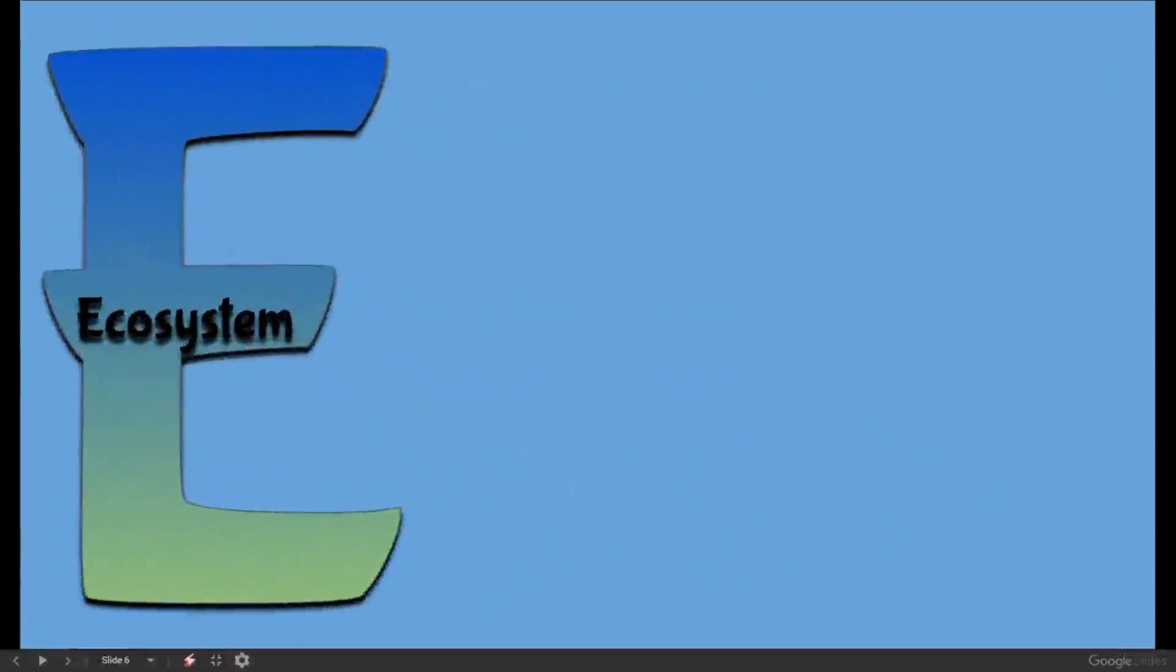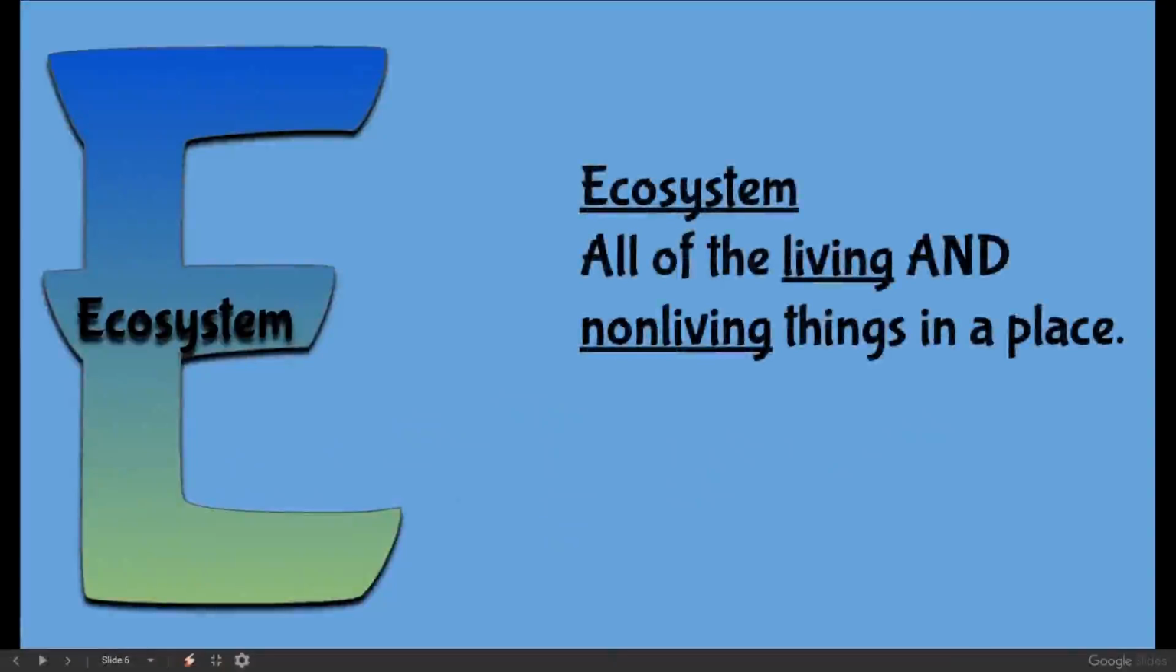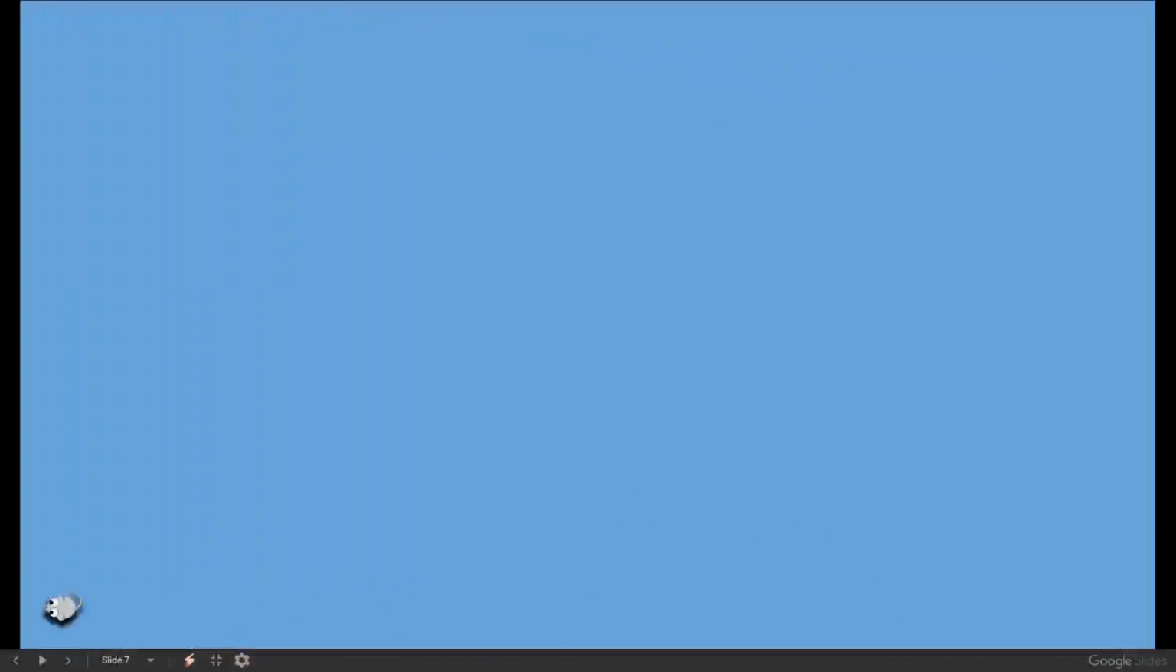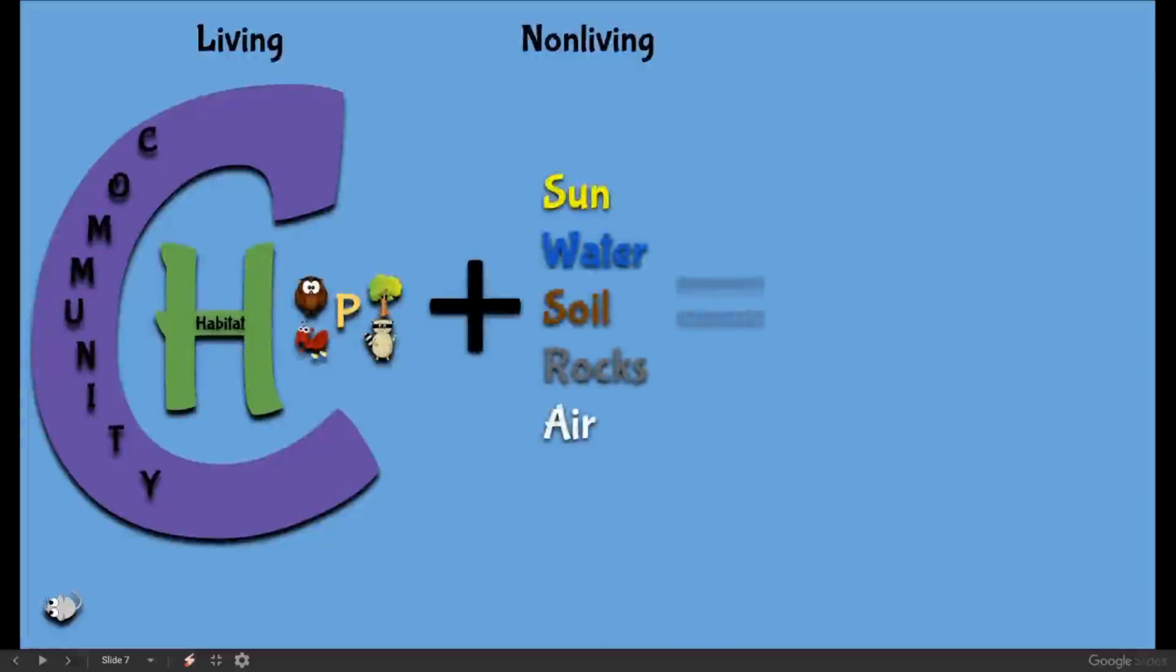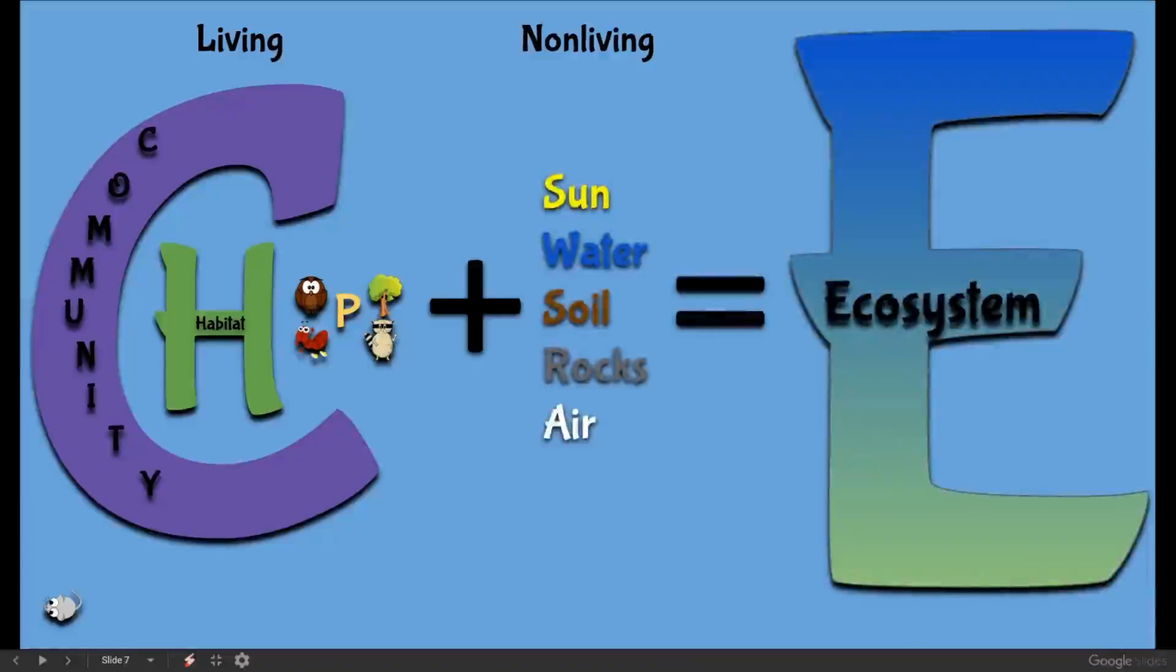What is an ecosystem? An ecosystem is all of the living and non-living things in a place. So you think about that community which makes up your habitat. Well, now in ecosystem, we've added in non-living things. And remember, non-living means things that don't have any needs. Like a rock, it doesn't need water. It doesn't need a certain amount of sunshine. It's a rock. It's not living. When we think about this, and whoa, little mouse is running around here. When we think about living things in our community, which is part of our habitat, and some non-living things, like sun, water, soil, rocks, and air, that equals our ecosystem.